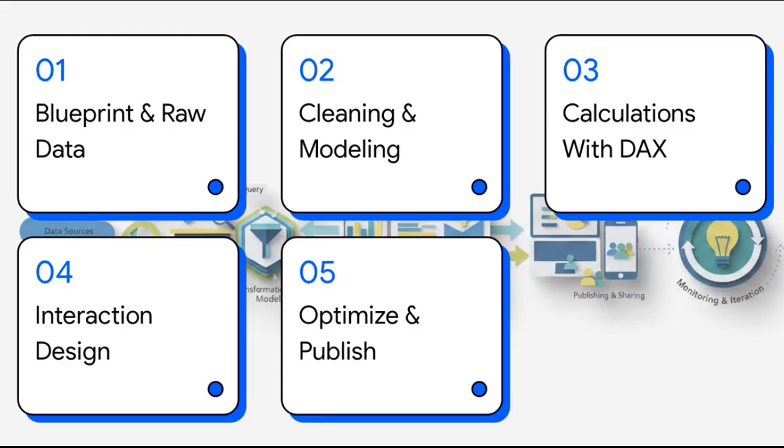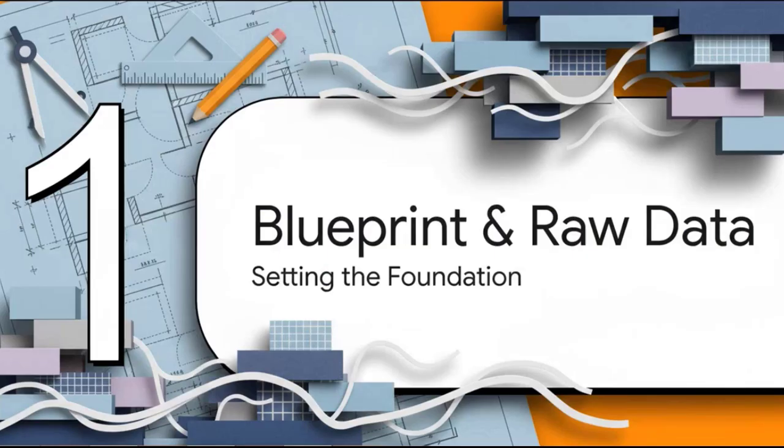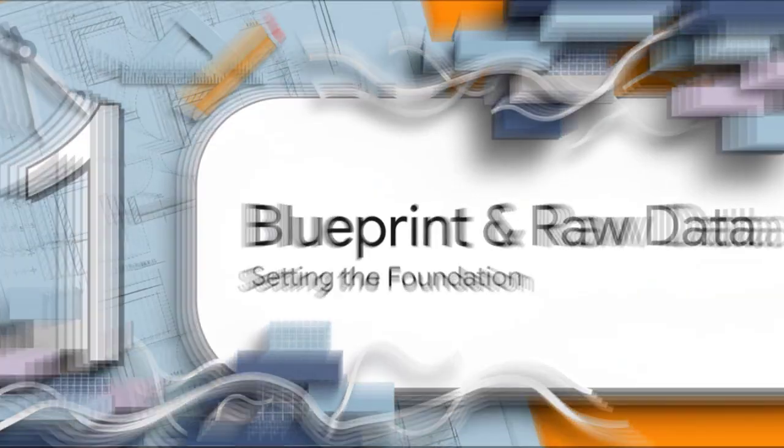All right, so here is our roadmap. We'll be charting this metamorphosis across 5 distinct phases, starting with blueprint and raw data, then cleaning and modeling, calculations with DAX, designing for interaction, and finally, optimization, testing, and publishing. Let's kick things off with phase 1, blueprint and raw data, setting the foundation.